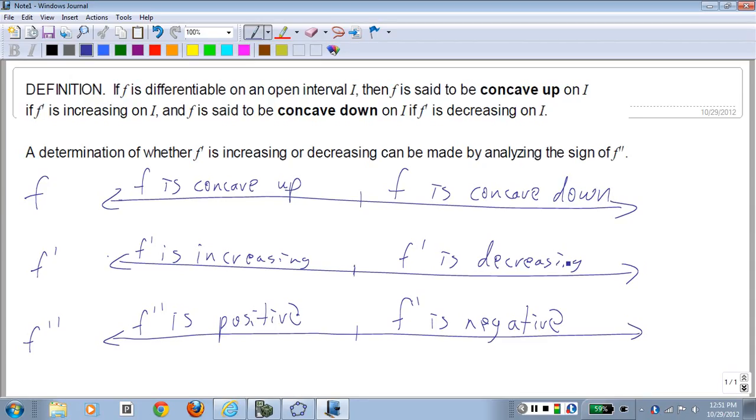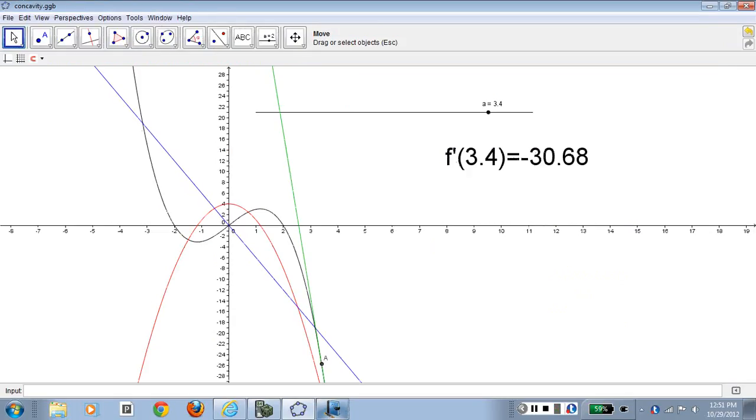If f prime is decreasing, we can look at the function f and realize it's concave down. We can look at the second derivative, f double prime, and see that it's negative. So those three are equivalent. So one more time at the graph, and then we'll look at an example.